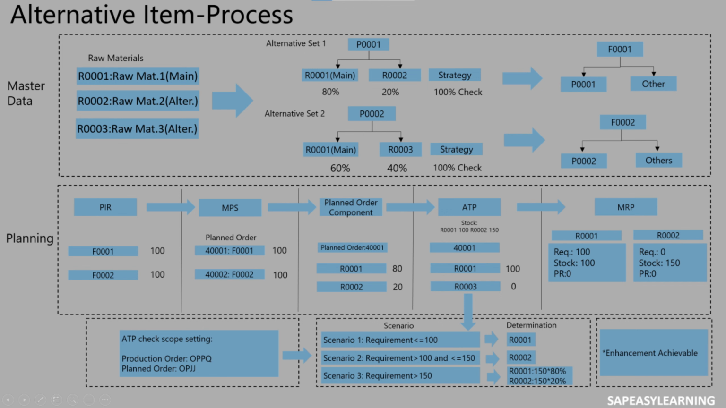The last situation you may find is that once all alternative items' stock and PO cannot meet the requirement, the system will split the requirement by percentage. That's different from what I said as the 100% strategy, but you don't need to worry about that. It is system standard behavior.